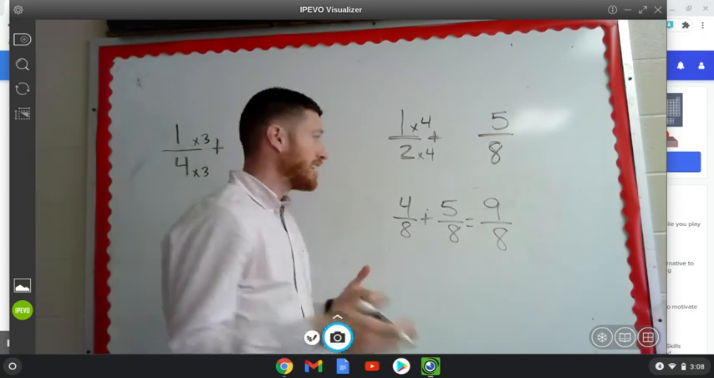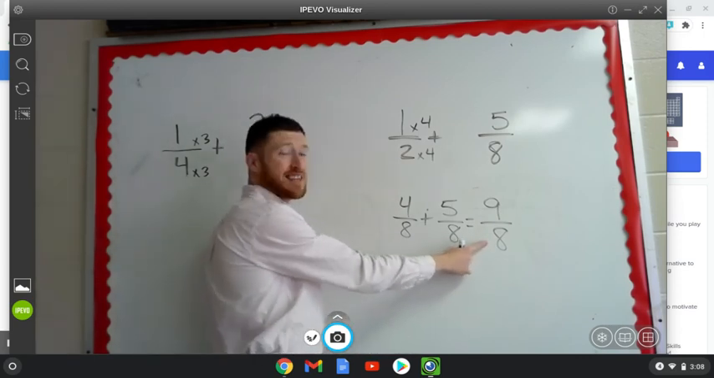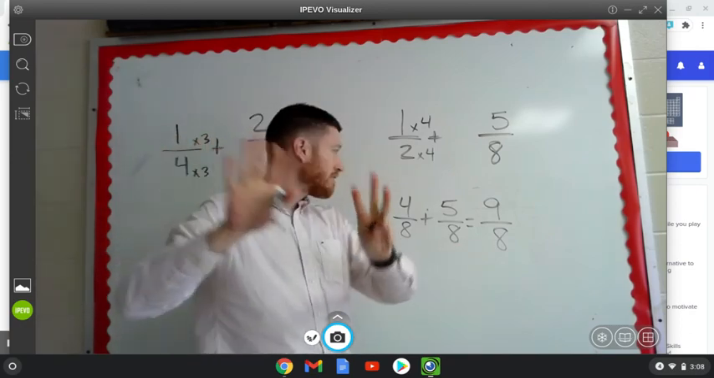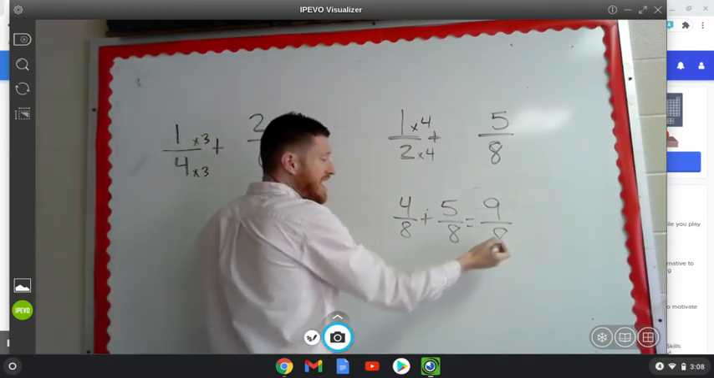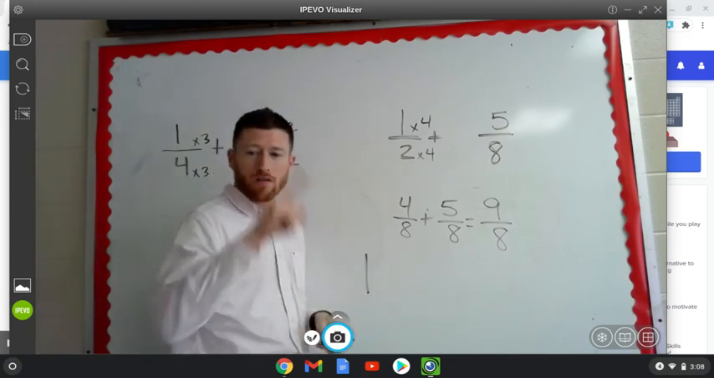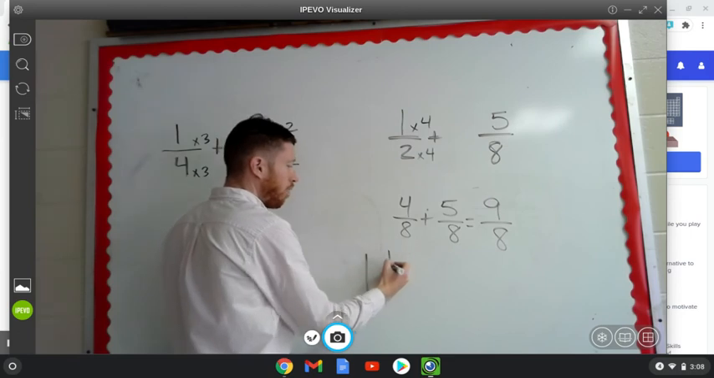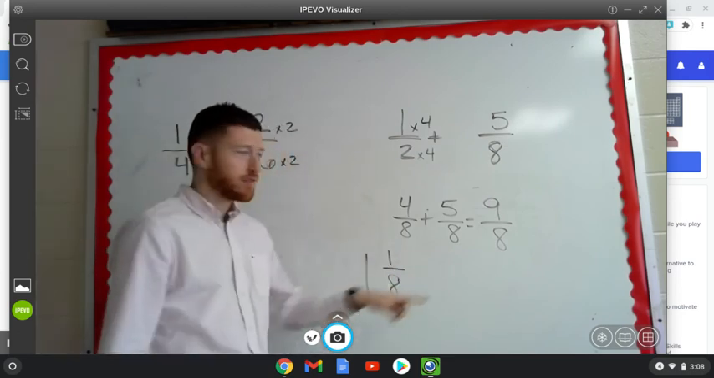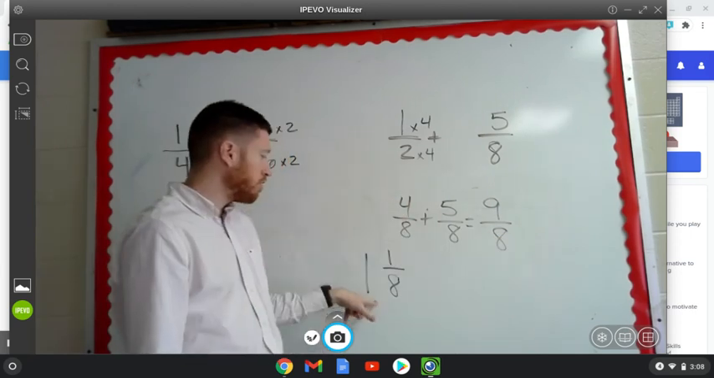So what do you do in that case? Well, you think about how many eighths does it take to equal 1 whole? And it takes 8 of them. 8/8 is 1 whole. So you can take out 8 and make it 1 whole, and that leaves you with 1 left, which would be 1/8. So this is 1 whole and 1/8. 1 and 1/8 is what 9/8 converts to, a mixed number.